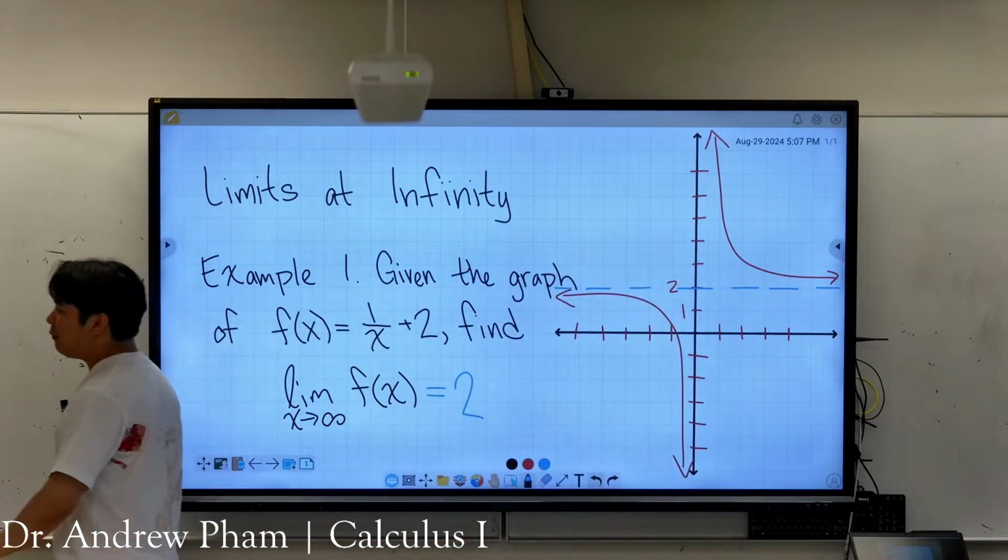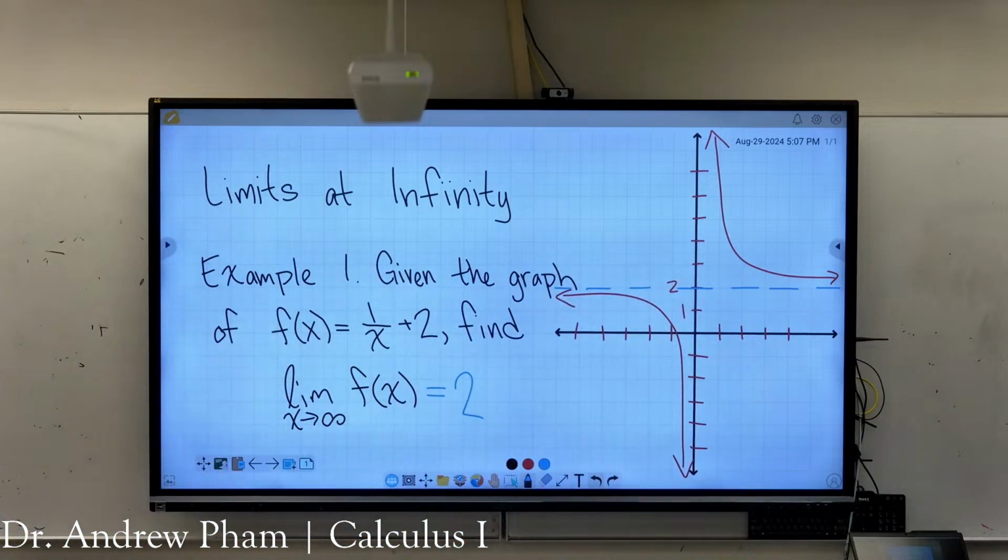Would there be any difference in this particular problem if I wanted the limit as x approached negative infinity? What would be my limit? Would it still be 2 or would it be something different?